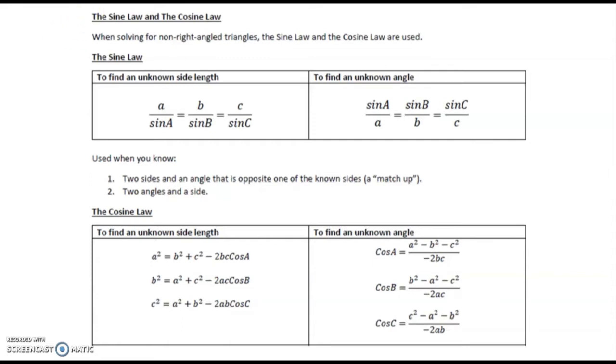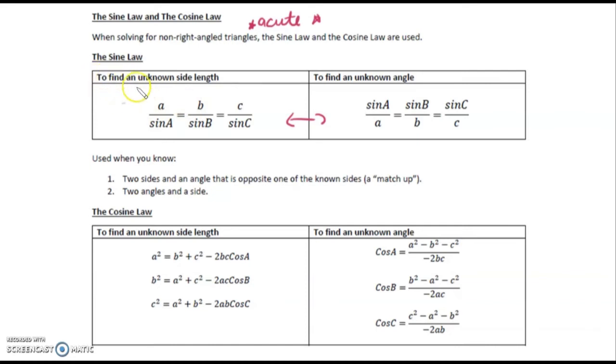Sine law and cosine law. So when solving non-right angle triangles, and mostly we use these in acute angle triangles, okay? The sine law and cosine law are used. So the sine law states one of these two, and we can see that they're reciprocals, okay? A over sine A, B over sine B, C over sine C. And sine A over A, sine B over B, sine C over C, okay? So specifically, it's easier to solve ratios or cross multiplication when the variable, the unknown, is in the numerator. So that's why I provide both of these equations.